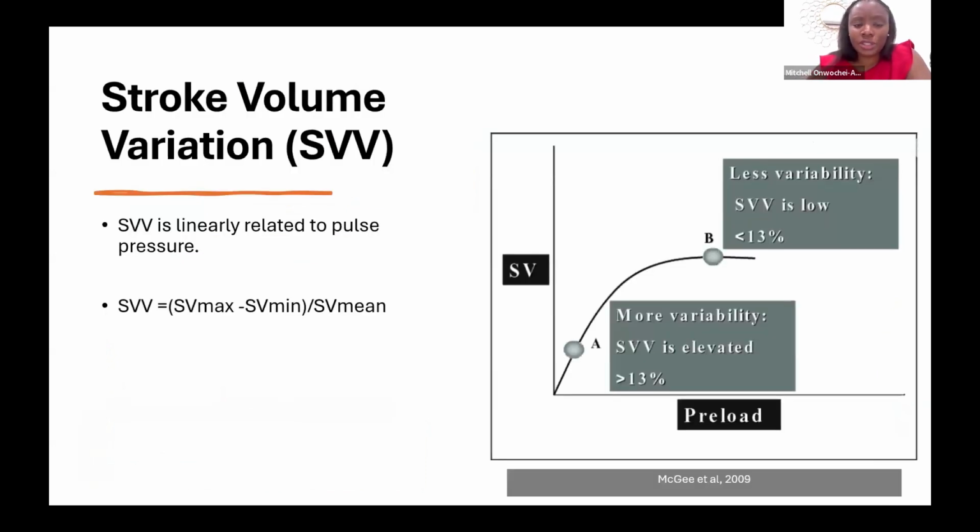And stroke volume variation is pretty much similar. SVV is linearly related to pulse pressure, and you get it by saying your maximum stroke volume minus your minimum stroke volume divided by your mean stroke volume. And again, patients with high SVV are at the bottom part of the Frank-Starling curve, so point A, and it means they are fluid responsive, versus those who have SVV of less than 13. They're usually on the flat portion of the Frank-Starling curve and less likely to be fluid responsive. And this was a study that was published by my mentor, Dr. McGee.